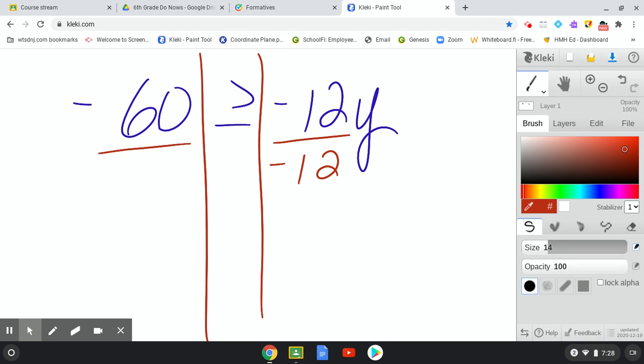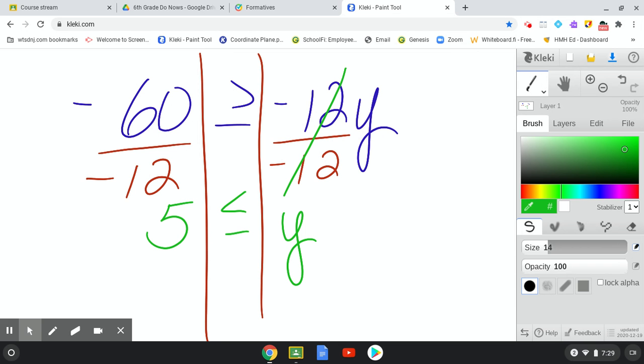So right away, I know I am moving a negative number. That immediately tells me I have to flip my inequality symbol. So do it right away so you don't forget. These 12s cancel. Bring down our y. Figure out our sign. A negative divided by a negative is a positive. 60 divided by 12 is 5.